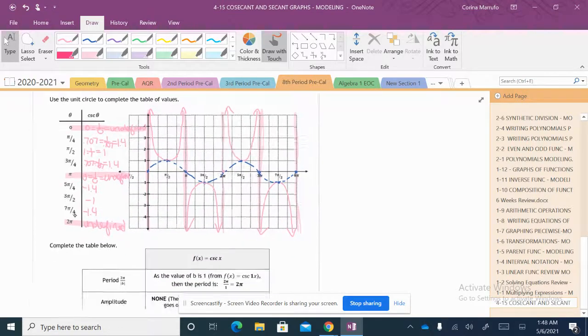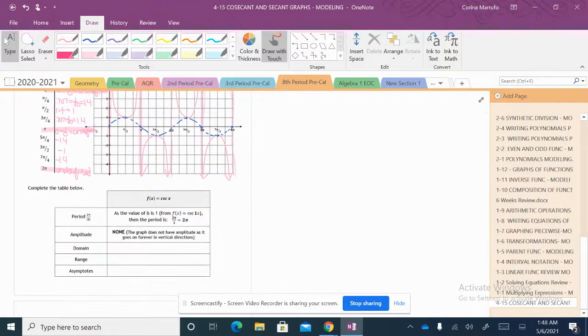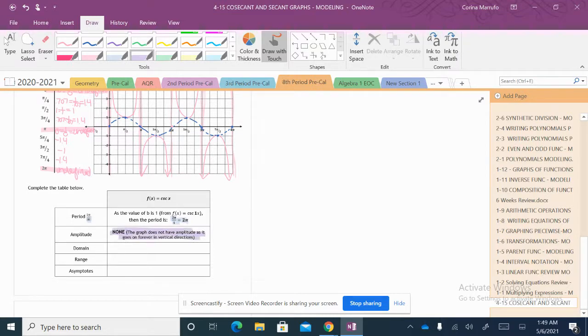Then from here it says complete the table below. The value of b is 1, remember, the number being multiplied with the x, that's where we get our b from. You do 2 pi divided by 1 and it gives you 2 pi. Amplitude: we're not going to have an amplitude because we don't have these little curves. It says here none, the graph does not have amplitudes as it goes on forever in the vertical direction. So it's not a wave like our sine and cosine functions.